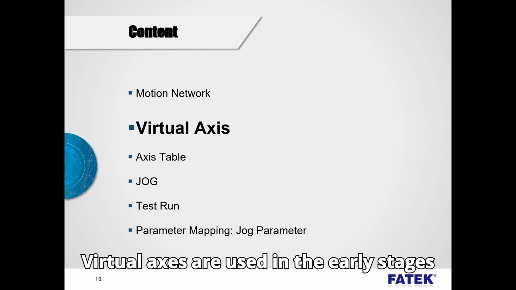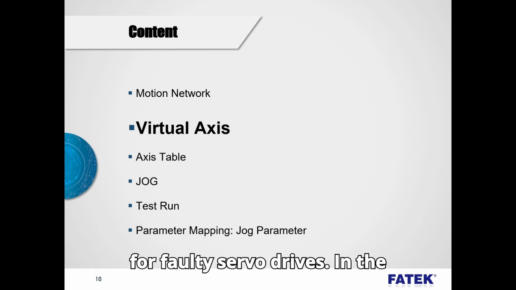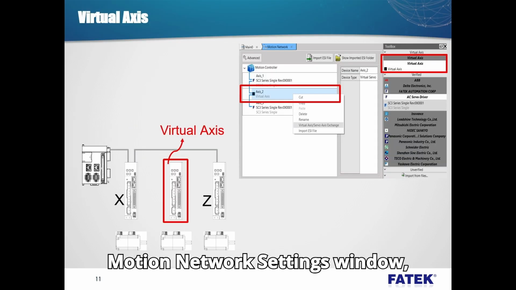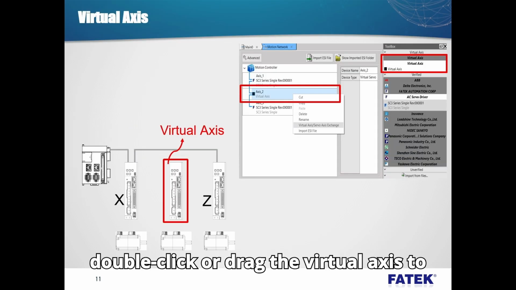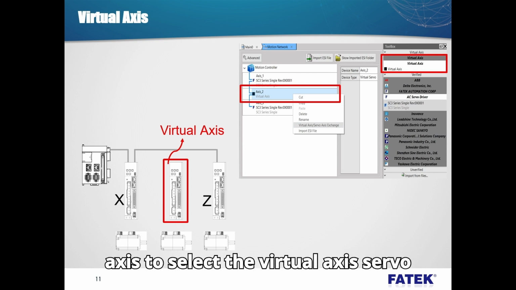Virtual axes are used in the early stages of project planning or as a replacement for faulty servo drives. In the Motion Network Settings window, double-click or drag the virtual axis to add a virtual axis, or right-click the axis to select the virtual axis servo conversion.